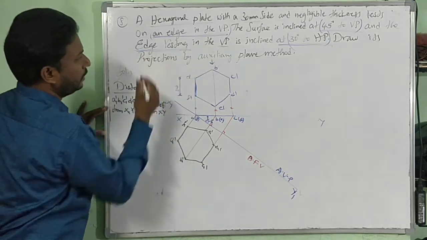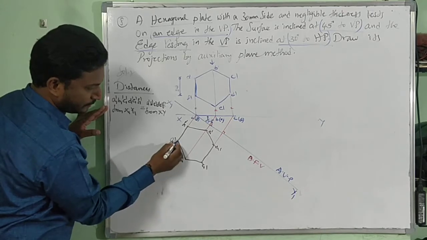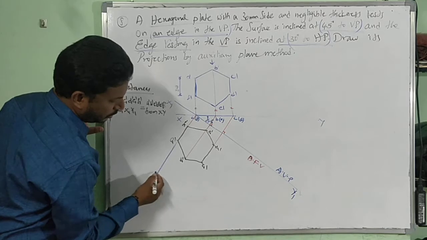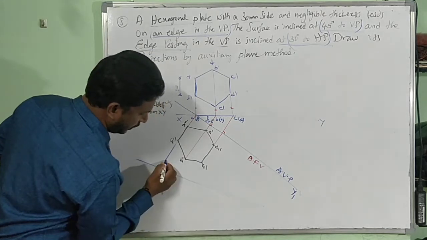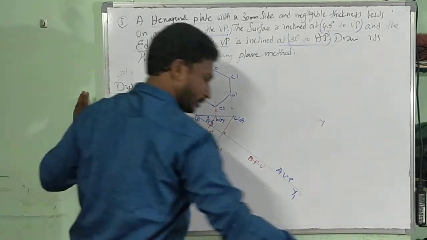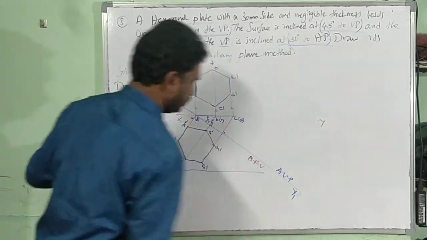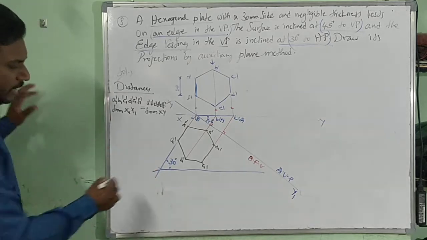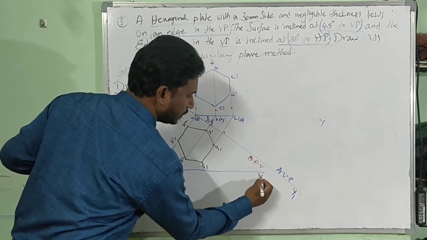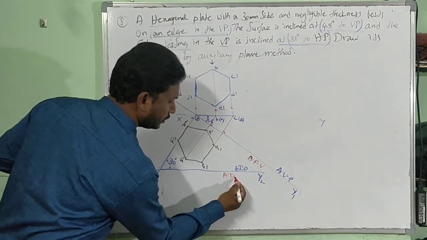What edge is resting in the VP? Right, in the VP, A dash F dash. Here it becomes A1 dash, F1 dash. Extend this line to any length. Now take any point on it, and on that point you have to draw a new reference line at an angle of 30 degrees. Still it will get closer, right? If I try to draw 30 degrees, you may get confused, so just proceed as per your original. Take a point, keep a protractor, and from the left side draw 30 degrees. This is your x2, y2. This is the auxiliary inclined plane, used to achieve the auxiliary top view.